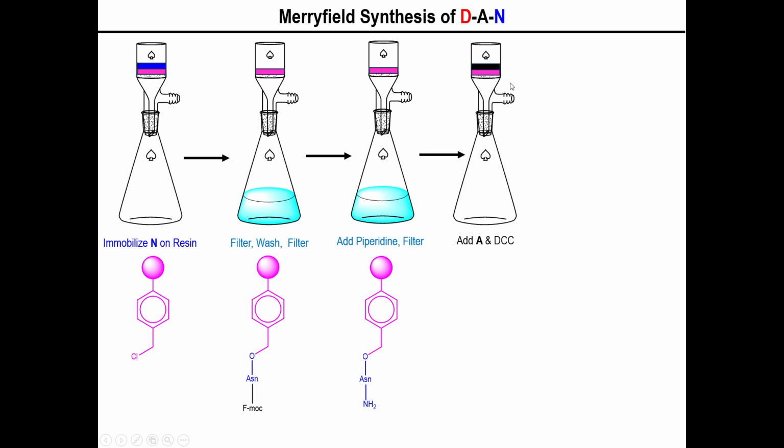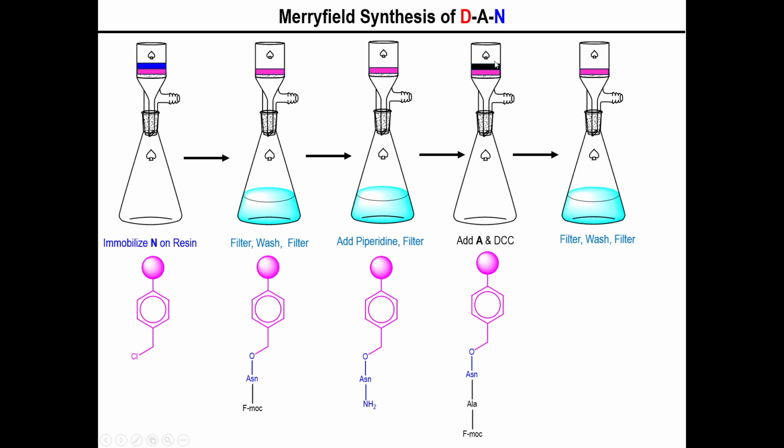And so now you're ready to add the second to last amino acid, alanine, along with DCC. And you let those components be in contact with each other for a few minutes. And once that incubation time, if you will, is done, you simply filter the material, right? And at this point you will have now the two amino acids connected to each other. Alanine is now connected to the amino group of asparagine.